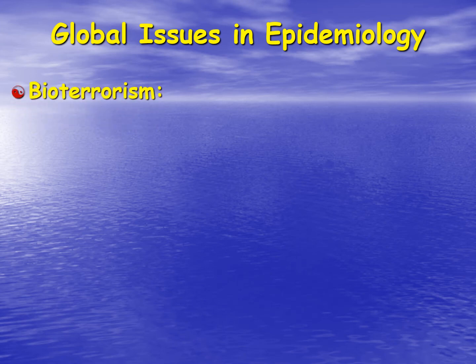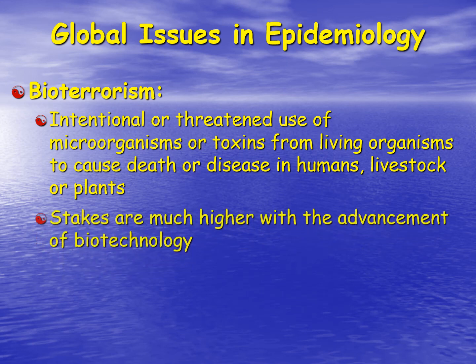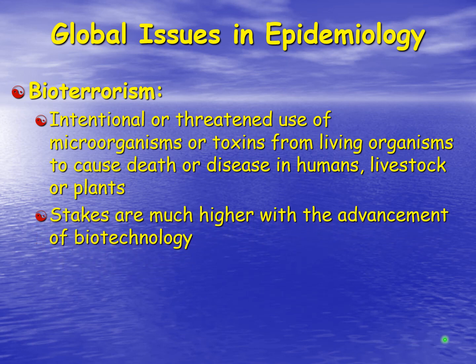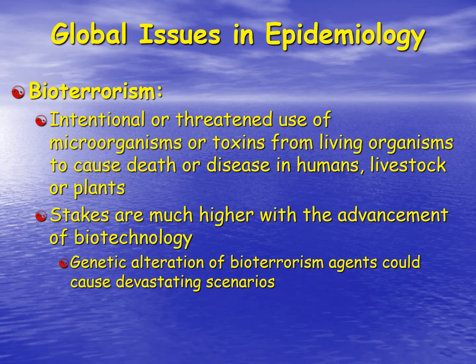One of the things we also need to be concerned about is bioterrorism, and this is the intentional or threatened use of microorganisms or their toxins from living organisms to cause death or disease in humans, livestock, or plants. Stakes are much higher with the advancement of biotechnology, genetic engineering, and genetic recombination. Genetic alteration of bioterrorism agents could actually cause devastating scenarios.